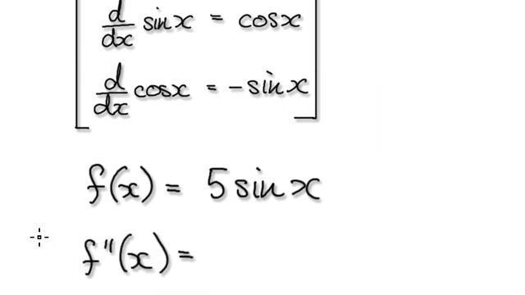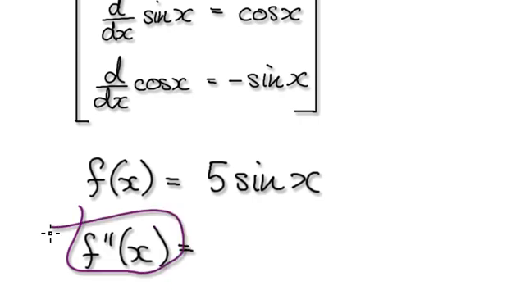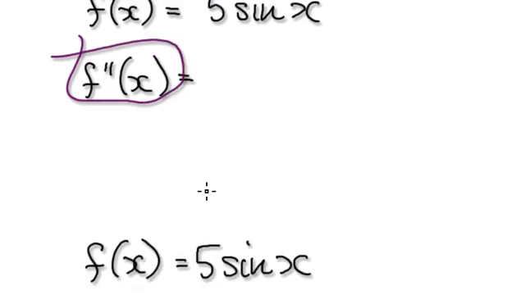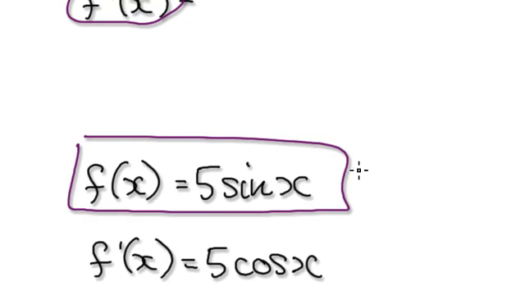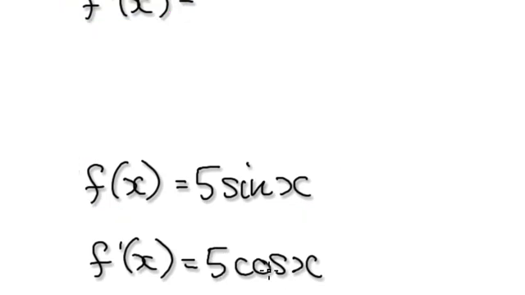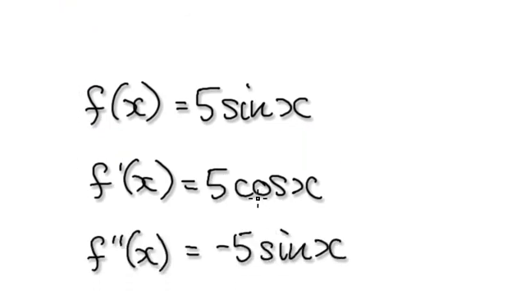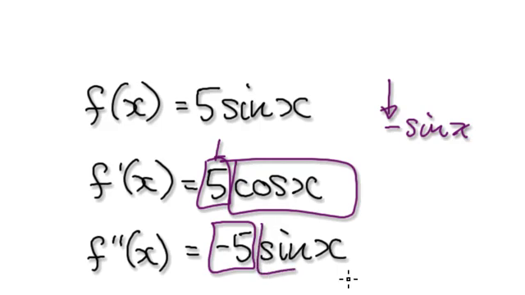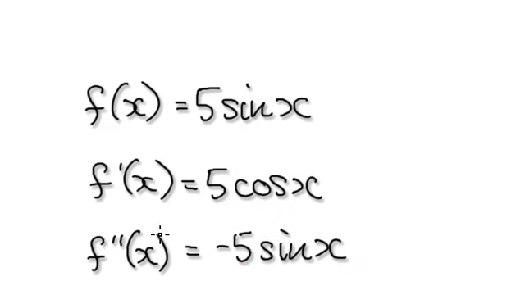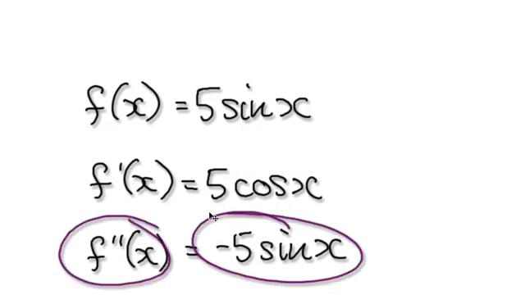Okay, to find f double prime of x, you have to do this. Starting out with your f of x equals 5 sine x. Differentiate it once, it will give you 5 cos of x. Differentiate it again. This cos of x becomes minus sine of x. Because of this minus and this positive 5, it becomes minus 5 sine of x. So f double prime of x equals this.